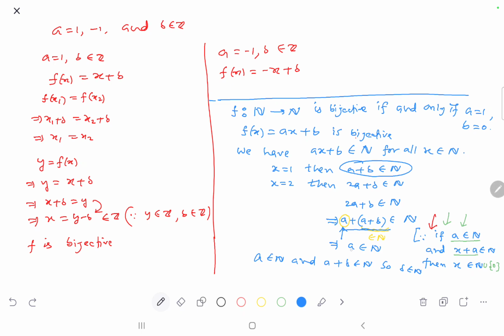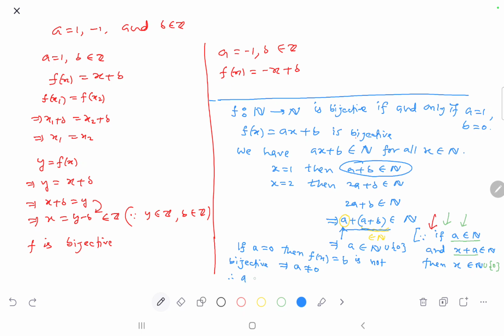So a can be 0, right? So now look at this. If you consider your a to be 0, then what happens? If a equals 0, then f(x) becomes the constant map, which is not bijective. Got it? Right. So this implies a must not be equal to 0. So what we have is, a is not 0.